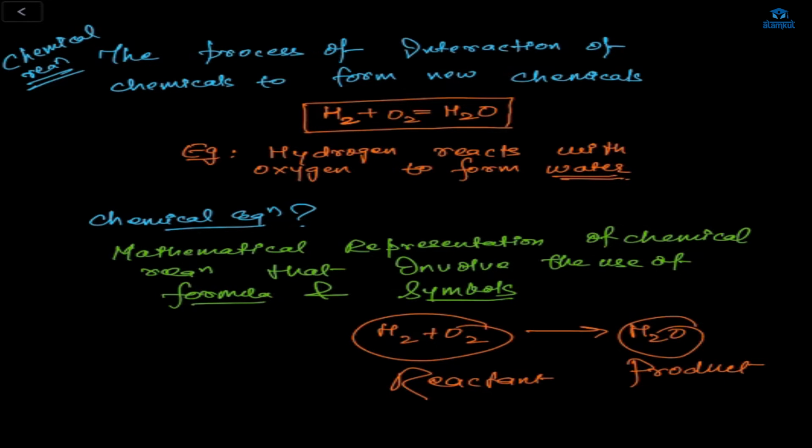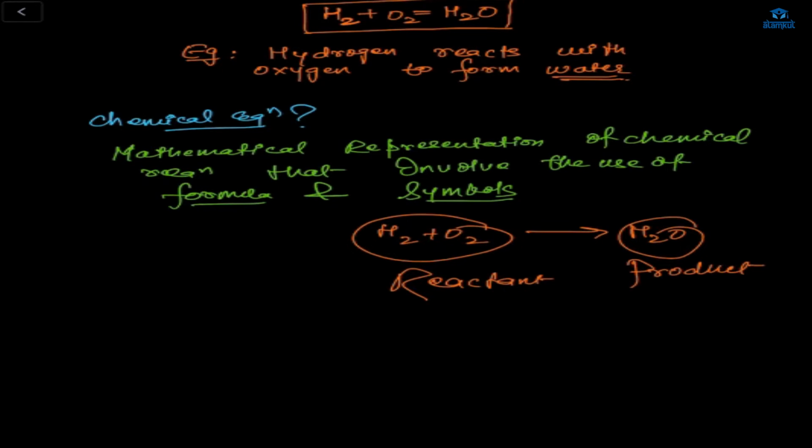Interaction of chemicals forming new chemicals. Like we will add H2, then we will get H2O. This is a new chemical which we are getting. And an equation is a mathematical representation of a chemical reaction, that is, formulas and symbols. This is my formula, H2 and O2. So this left hand side is the reactant, and the right hand side is the product. Got it?